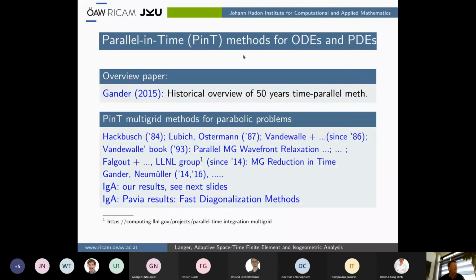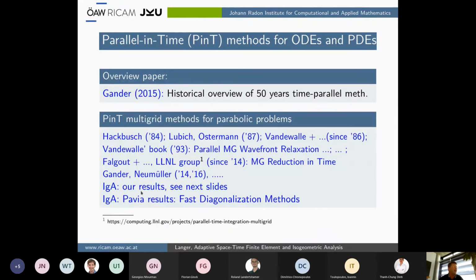So the people were thinking about parallel in time methods, and there's a nice paper by Martin Gander, an overview over 50 years of time parallel methods. So this was in 2015. And there are a lot of papers now on parallel in time methods, for instance, multigrid methods.